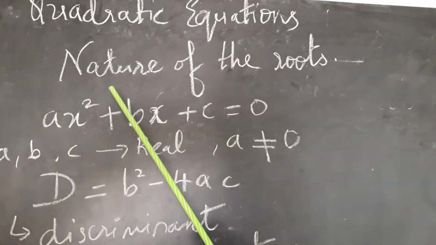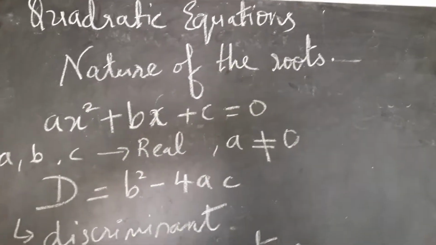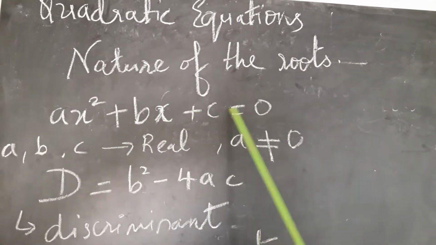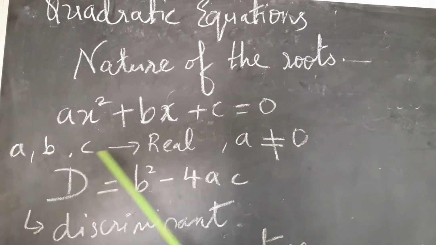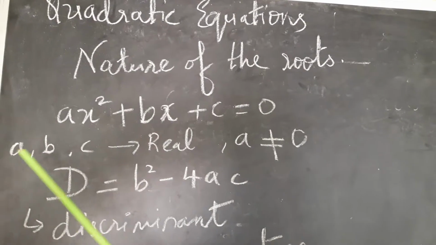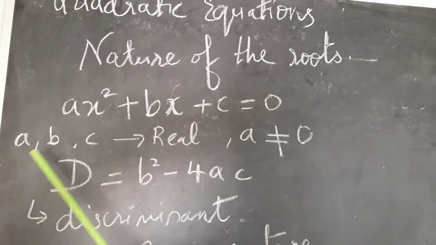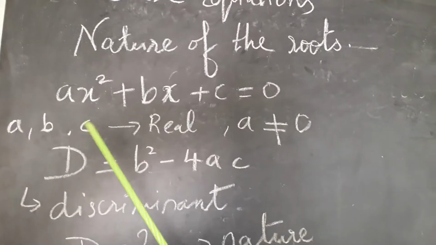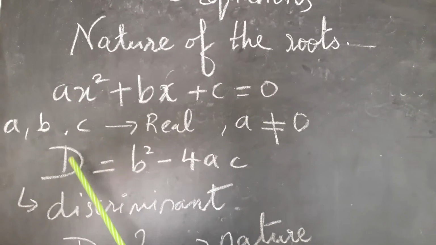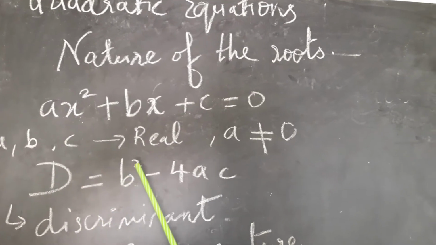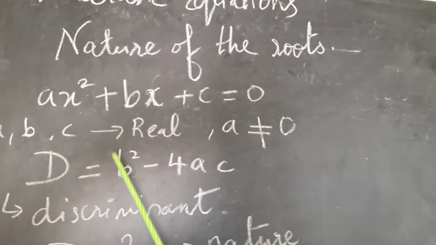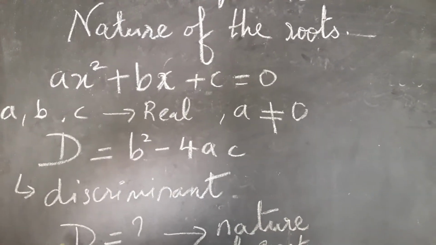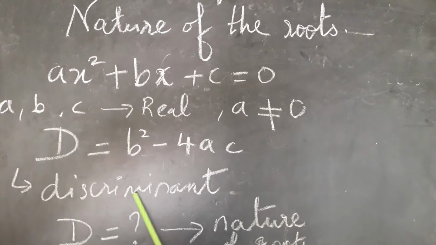So let's get back to studying the nature of the roots. Let's consider the quadratic equation ax square plus bx plus c is equal to 0. That's a basic quadratic equation. We have spoken about it in the previous sessions. a, b, c are real numbers and a is not equal to 0. Condition satisfied. I also spoke about the discriminant D. D is equal to b square minus 4ac, with b, a and c from here. So this D is called the discriminant.